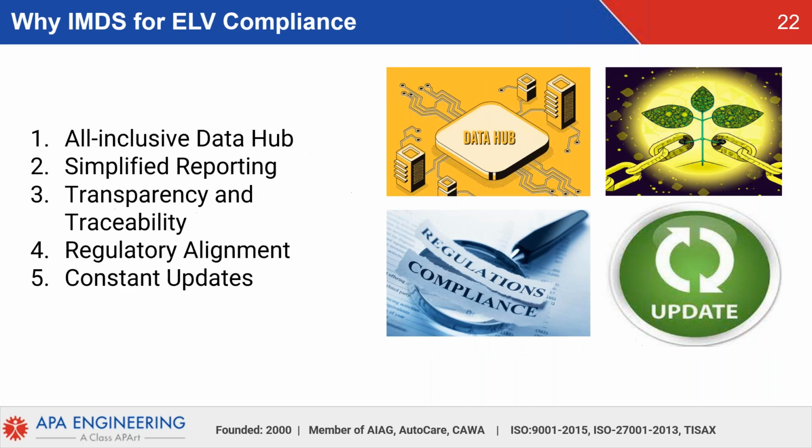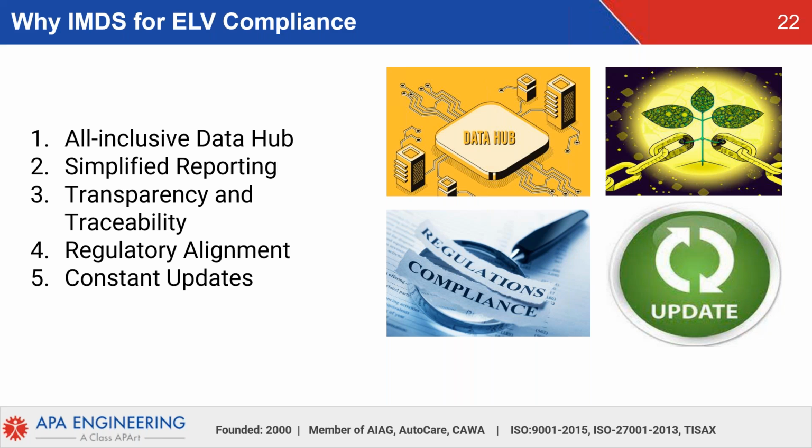Next we'll move on to the next slide, that is, why IMDS for ELV compliance. You can see the points which I mentioned. First, an all-inclusive data hub, which means comprehensive material data. IMDS stores comprehensive material data for every part that goes into a particular car, making it possible to precisely identify and separate them during recycling as well. At the initial stage of the product's life cycle itself, it can store the data and precisely identify which parts and which substances are used, so that it will be helpful at the later part of the life cycle of that particular automobile.